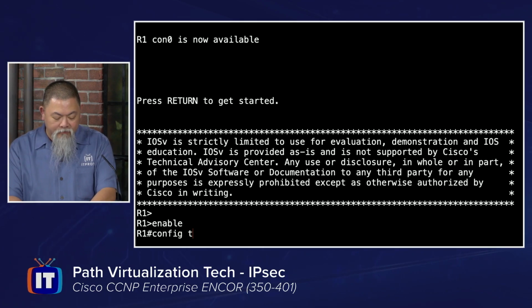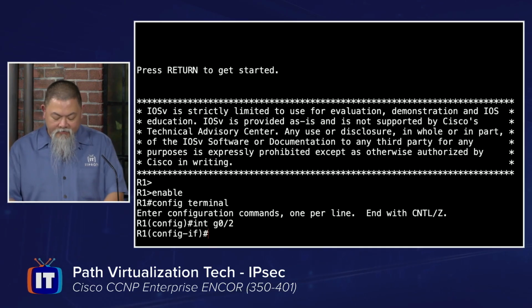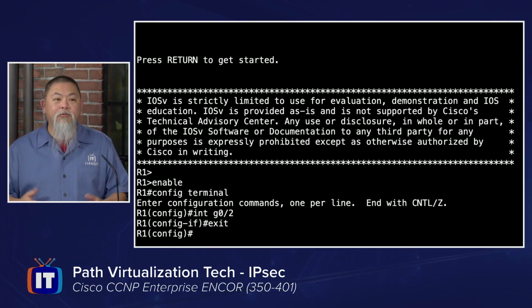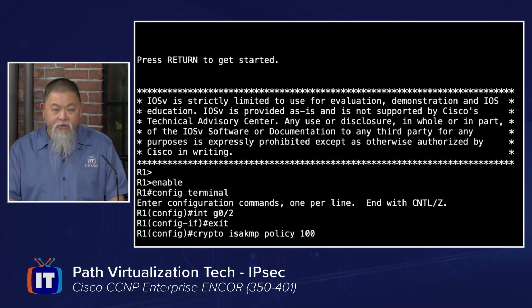We'll go into our global configuration mode. From there, actually I don't need the gigabit interface yet. We need to go ahead and set up what we call, of course, the policy here, okay? So when we set up the policy, it begins with crypto isakmp policy, and I'm just going to do policy 100, okay?